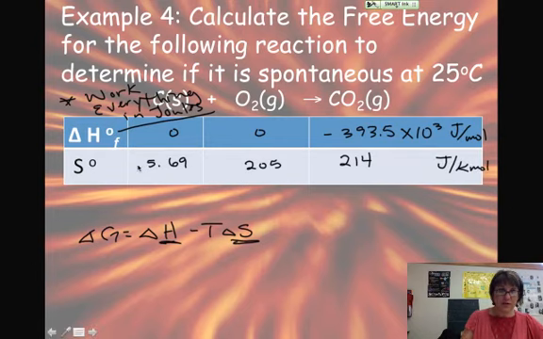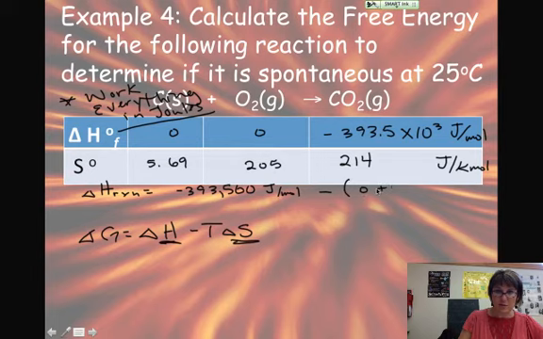So now I need to work out delta H. Just like we did before, the heat of a reaction is equal to the sum of the products. So negative 393.5, wait, that's got to be times 10 to the 3. So there we go, 393,500 joules per mole. And then I subtract the sum of the reactants. So 0 plus 0. Hey, that part was easy, huh?